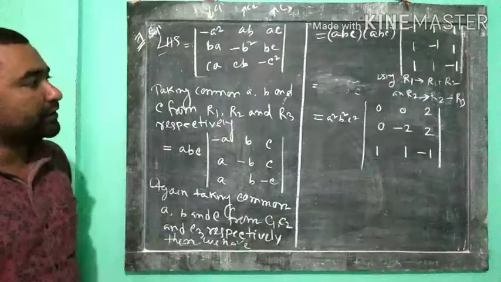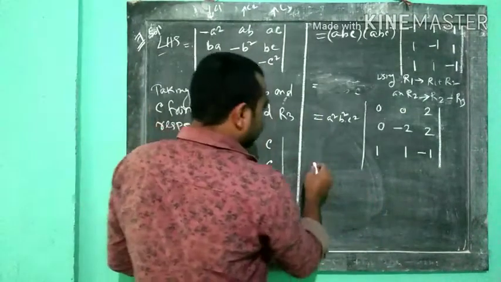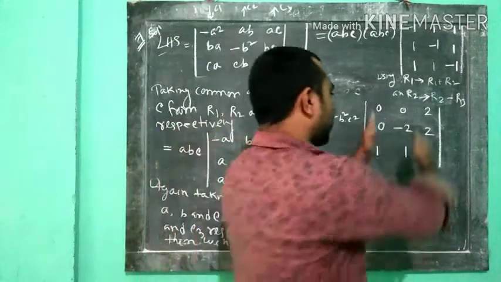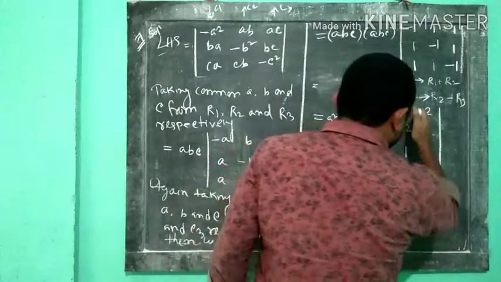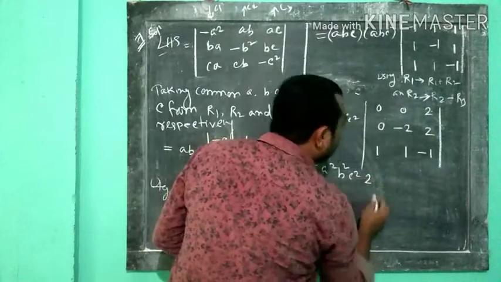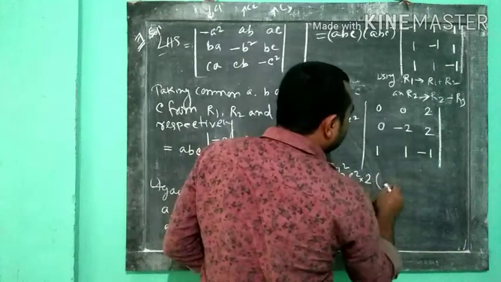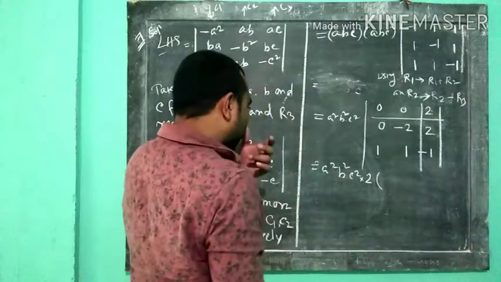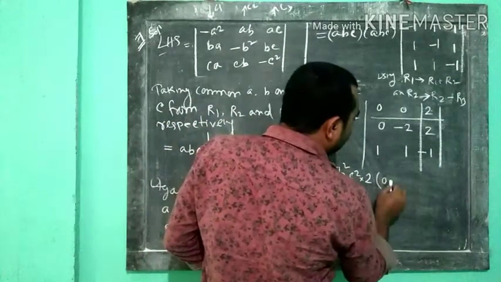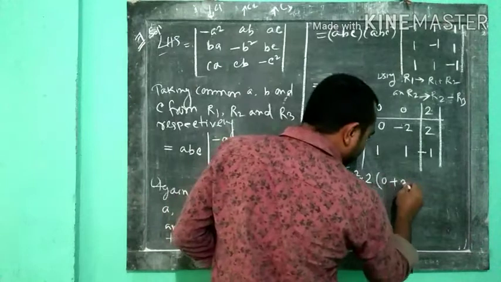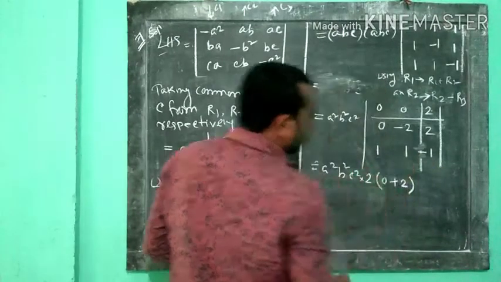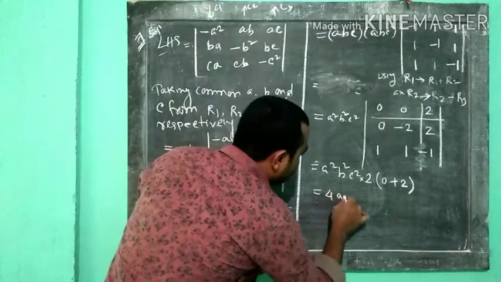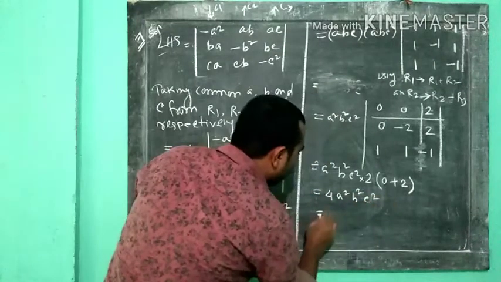Now expanding along R1, these two elements are 0, so we get 2 times the minor obtained by cancelling this row and this column: 0 times 1 minus (-1) times (-2), which gives -2, so the sign works out to 2. So we have 2 times 2, which is 4. So 4a²b²c² equals the right-hand side.